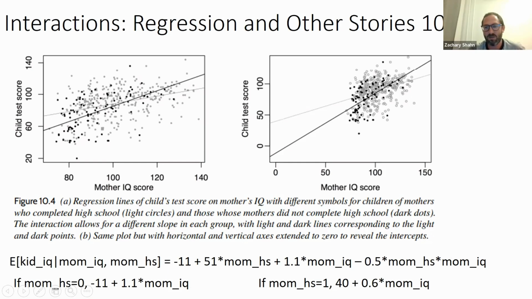If mom high school equals 1, so if the kid's mom did go to high school, then this turns into -11 plus 1 times 51, so that's 40, plus 1.1 times mom IQ minus 0.5 times mom IQ, so plus 0.6 times mom IQ. So the slope or the dependence of the outcome on mom IQ varies depending on whether the mom went to high school or didn't.